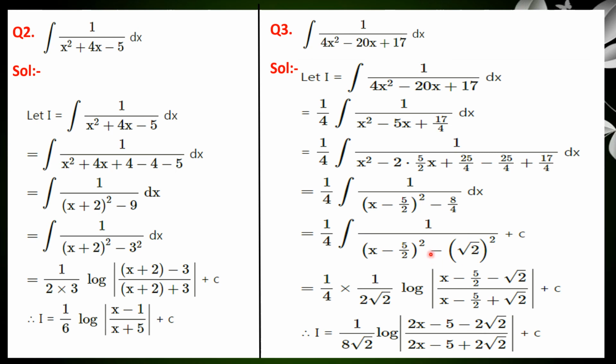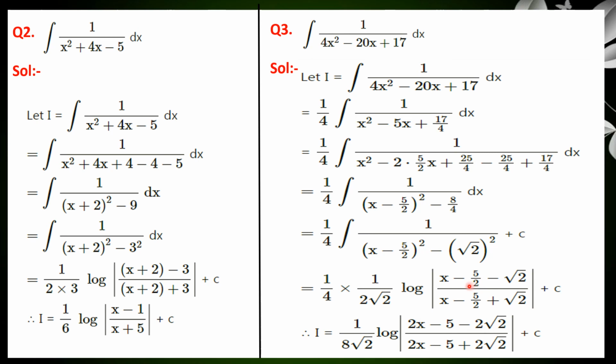So the integral is of the form 1 by x square minus a square. So use the formula 1 by 2a into log modulus of x minus a by x plus a. So 1 upon 4 into 1 upon 2a, a is root 2. So 1 upon 2 root 2 log modulus of x minus 5 by 2 minus root 2 divided by x minus 5 by 2 plus root 2 plus c.